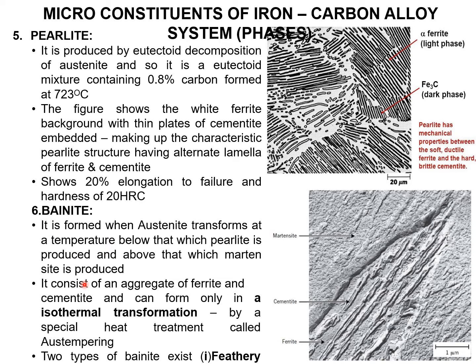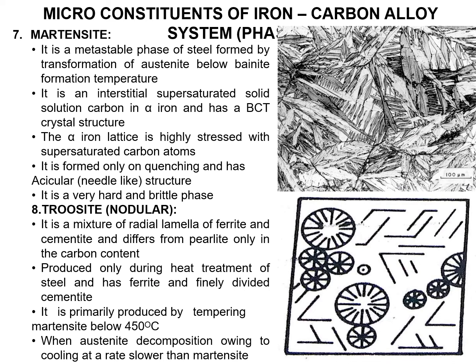Next one is bainite. Once the austenite transforms and we reduce the temperature, it will be converted to bainite structure. Next one is martensite. The structure looks like this, a needle-like structure. And troostite is a nodular structure.